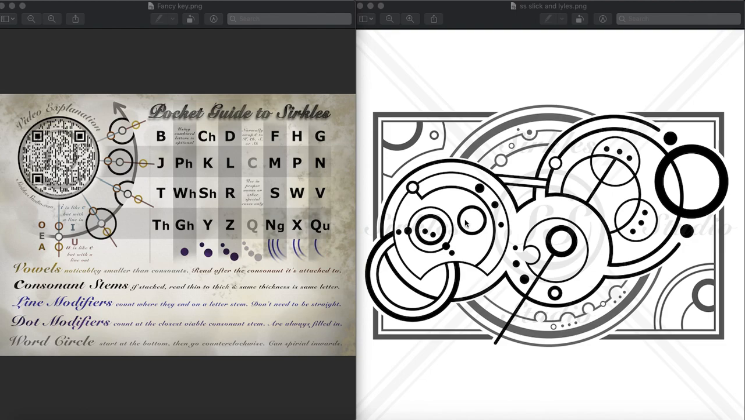It was done using Loren Sherman's script, which uses a combination of dot modifiers, like these, and line modifiers, which can either be straight lines, like these, or even curve around, like these. And anyway, these different modifiers are combined with 4 different shaped letter stems to make the consonants. And one of the stems is a shallow divot, like this one.